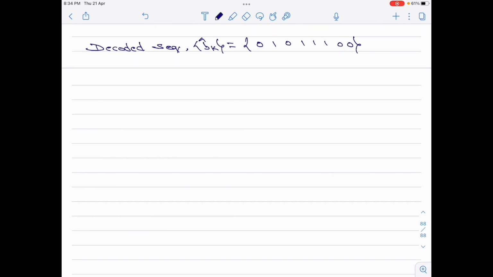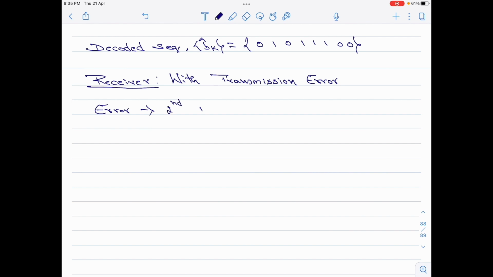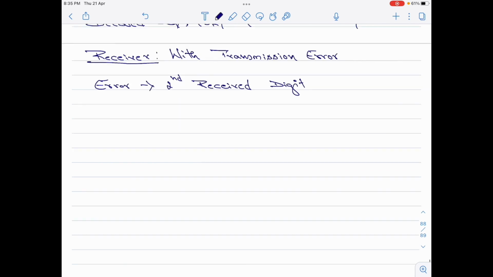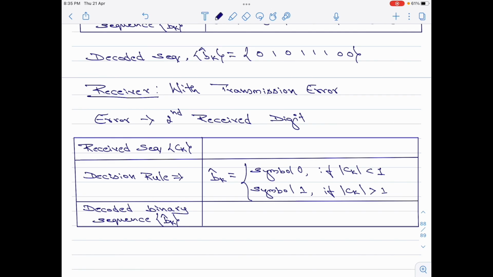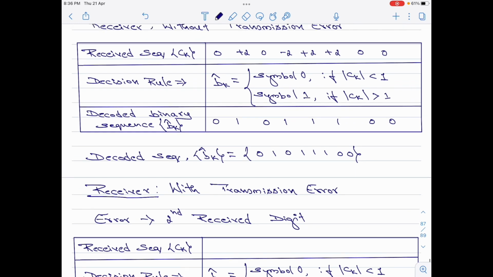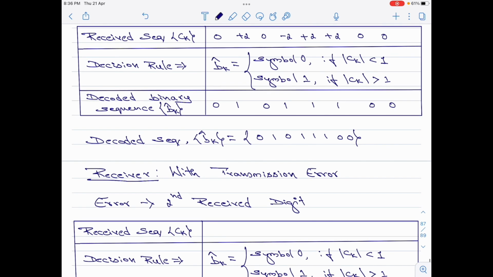Lastly, I am going to once again demonstrate the receiver, but with the transmission error. We are told the error is in the second received digit. Let me write the table once again. Right. I am going to fill up the values here. Please note the second digit is supposed to be an error. Therefore, the new received sequence is 0, 0, 0, minus 2, plus 2, plus 2, 0, 0.